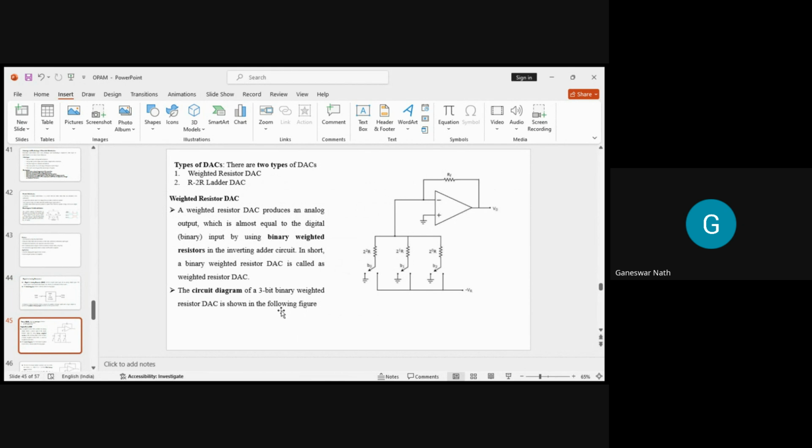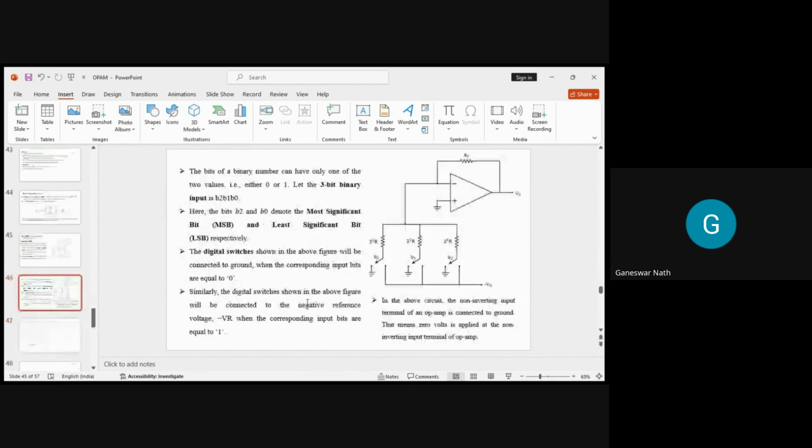So the circuit diagram of a 3-bit binary weighted resistor DAC is shown here. You can see this is the circuit, and the bits of the binary number can have only one of two values, either 0 or 1. Let the 3-bit binary input be B2, B1 and B0. Here B2 and B0 are the most significant bit, that is MSB, and the least significant bit, respectively. So this is the most significant bit and this is the least significant bit.